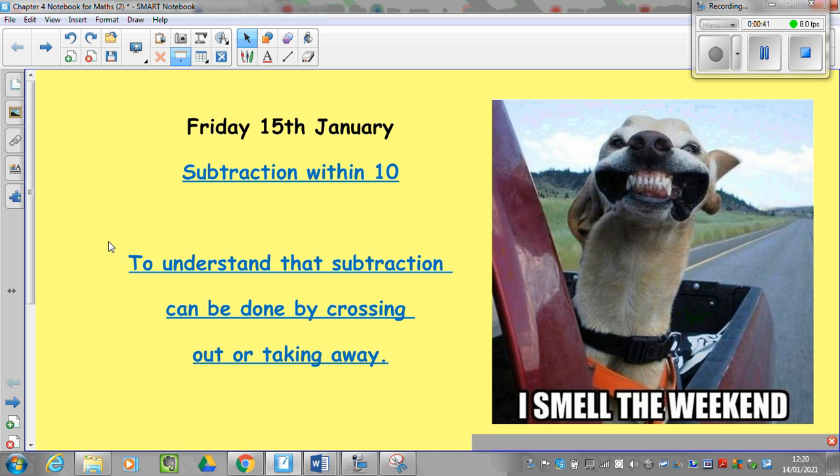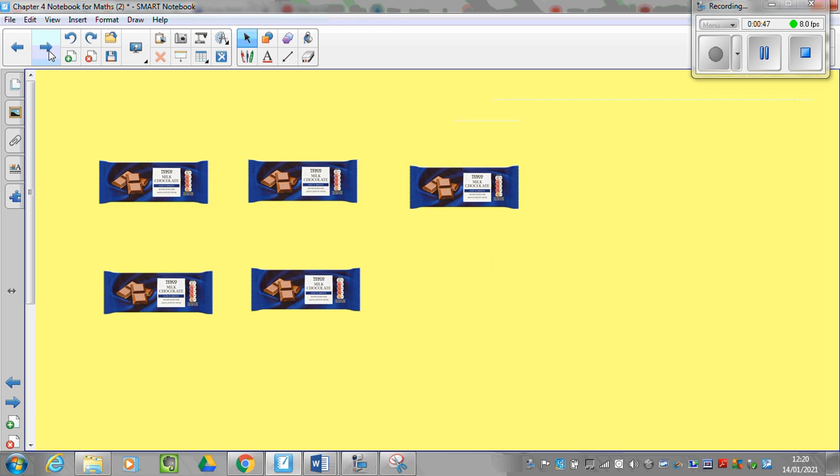So by the end of today, we are hoping that the children will understand that subtraction can be done by crossing out or taking away. That is the aim. So I've got a problem here. I've got some chocolate. I've got how many chocolate bars? Let's count together. 1, 2, 3, 4, 5 chocolate bars.